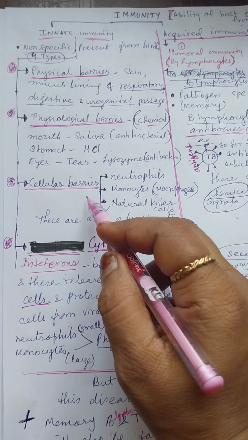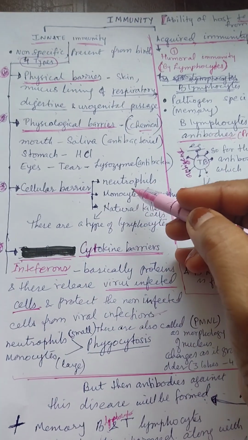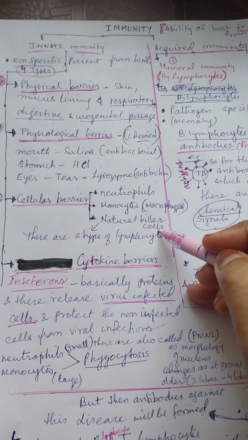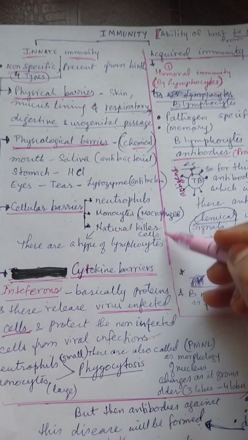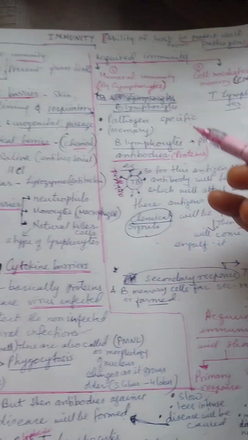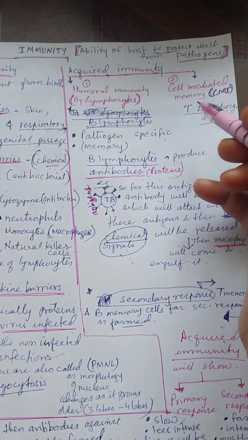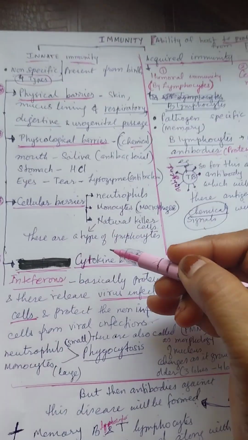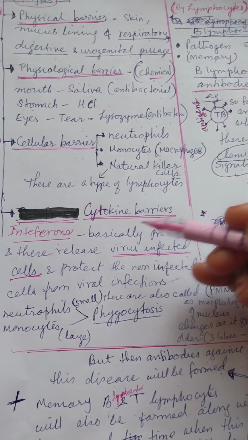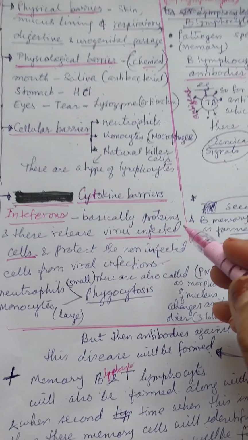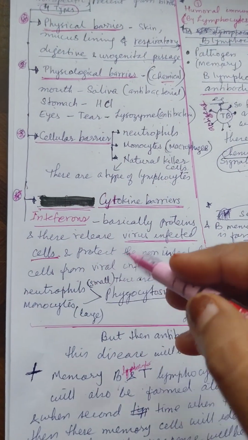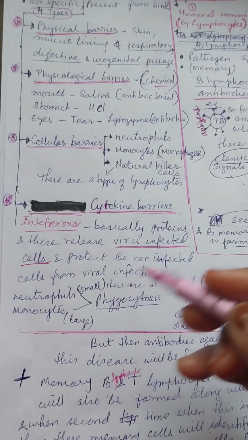Next one is cellular barrier. This consists of three types of cells: the neutrophils, the monocytes, macrophages, and the natural killer cells. Natural killer cells are simply a type of lymphocyte, whereas lymphocytes are basically involved in the acquired immunity. But a type is here, that is the natural killer cells. Last one is cytokines, the interferons. These are basically the proteins, and these are released by the virus infected cells, which protect the non-infected cells from the virus infections.